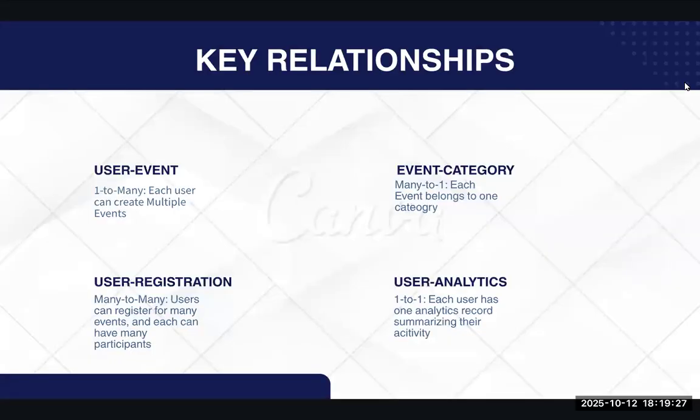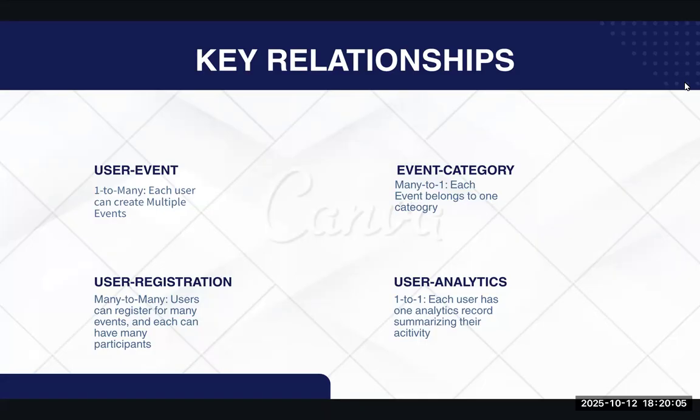So let's walk through the key relationships. The system connects users, events, registrations, categories, and analytics through key relationships. Each user can organize many events, so it has a one-to-many relationship. Similarly, participants can register for multiple events through a registration table. So there's a many-to-many relationship between a user and a registration table.